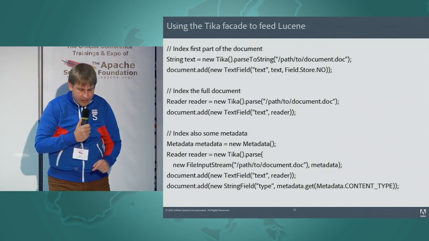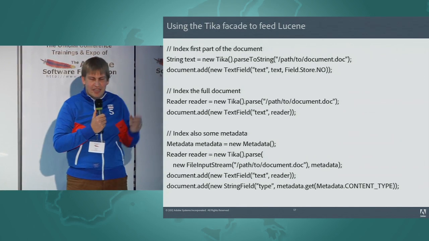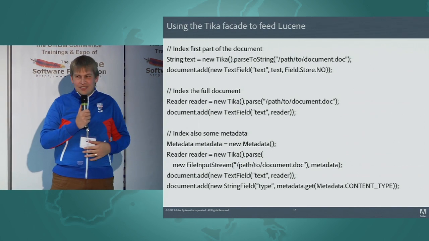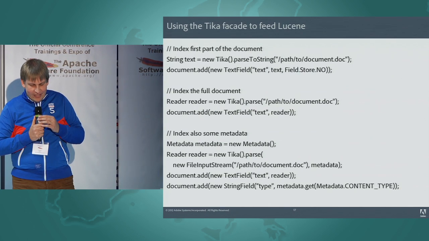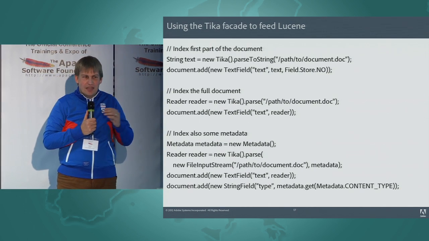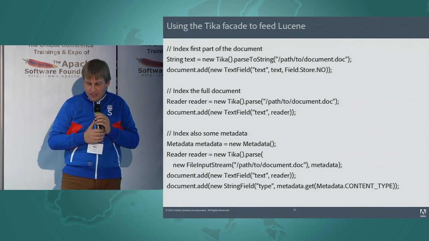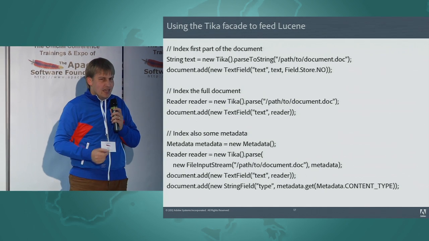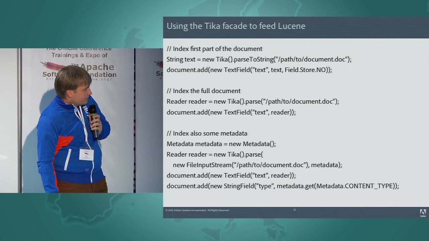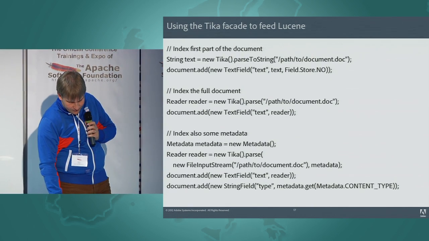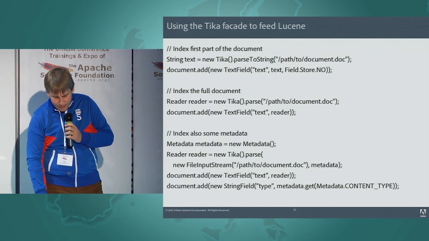And then you could also get some bits of metadata out of it, still using the Tika facade, but now we're also at the limit of the stuff that the facade can do. So you can pass in this metadata object, and then Tika will fill it in with all the information that it gets from the document. And then you can just get that and add it to the document as separate fields. So here we have a simple type field that gets the content type of the document that we just parsed.